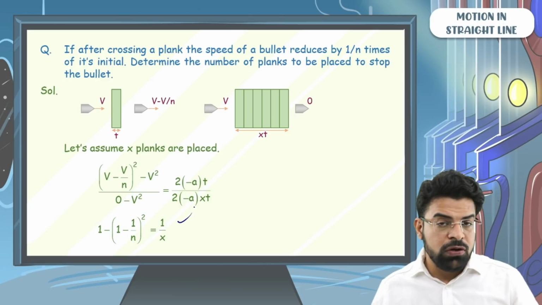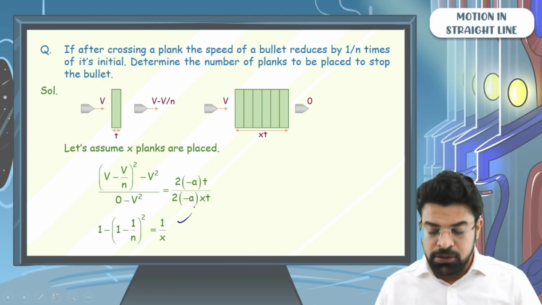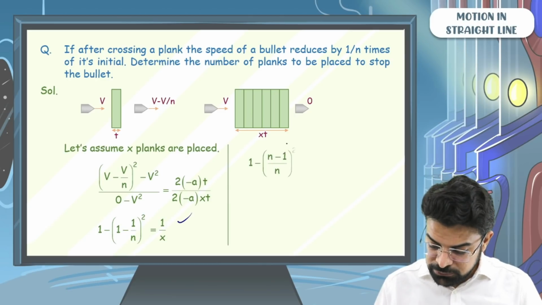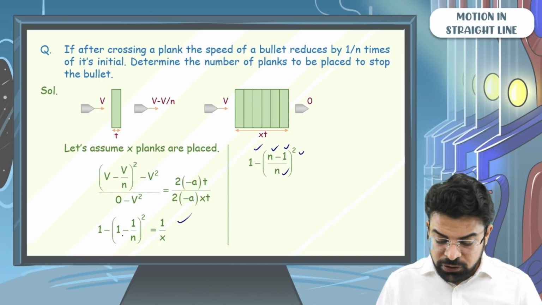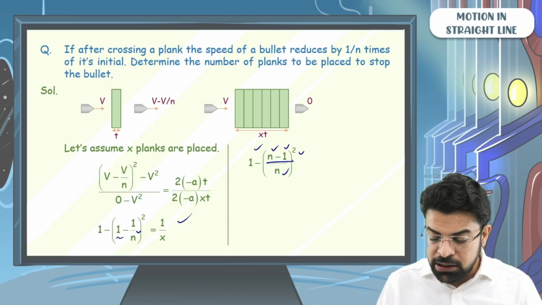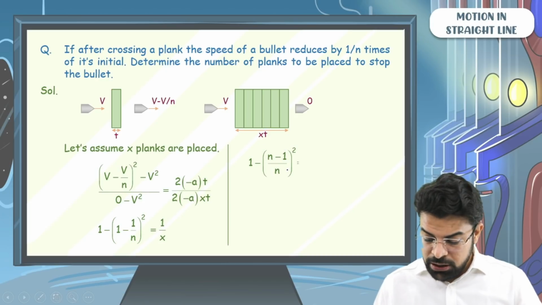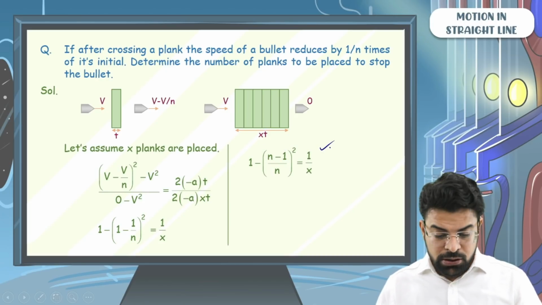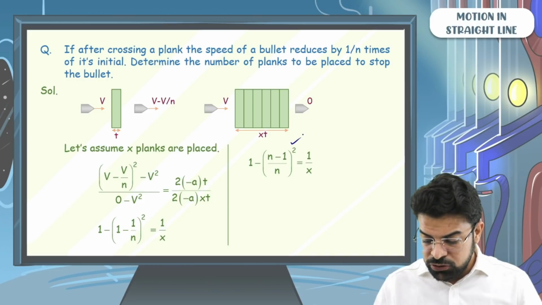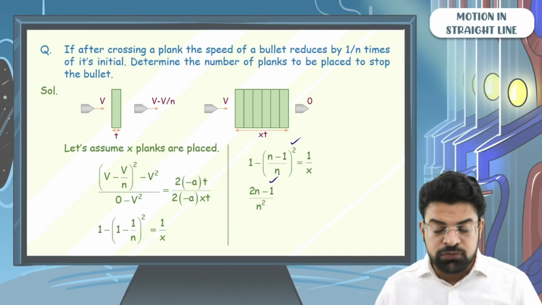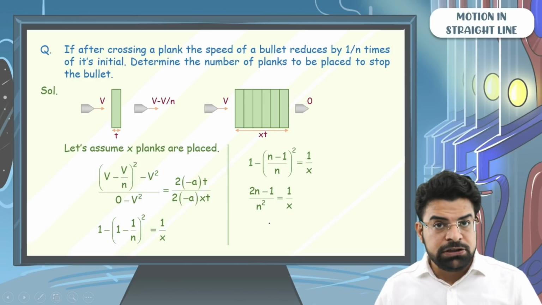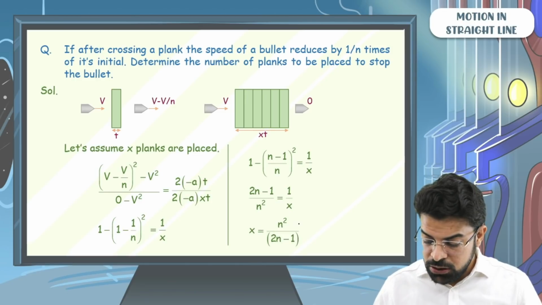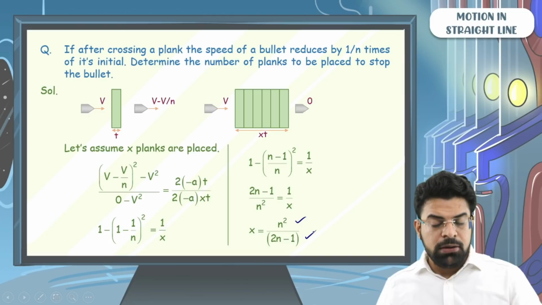Now you just need to solve this. Solving is not the difficult part here. So you can write 1 minus n minus 1 by n whole square. You can write this 1 minus 1 by n as n minus 1 by n equals to 1 by x. Or on solving this, you will get 2n minus 1 upon n square equals to 1 by x, or the number of plates to be placed has to be equal to n square upon 2n minus 1.